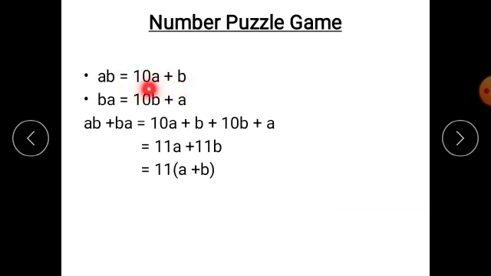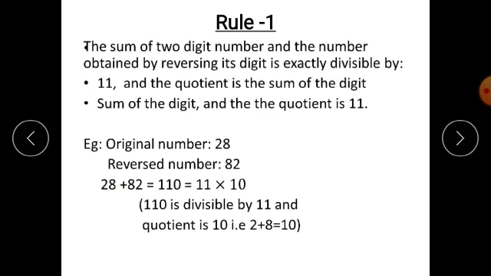AB in general form is 10A plus B. If we reverse the digits, that is BA, it is 10B plus A. If we add these two numbers, AB plus BA, we get 10A plus B plus 10B plus A, which equals 11A plus 11B, which equals 11 into A plus B. So rule number 1: the sum of a two-digit number and the number obtained by reversing its digits is exactly divisible by 11, and the quotient is the sum of the digits.